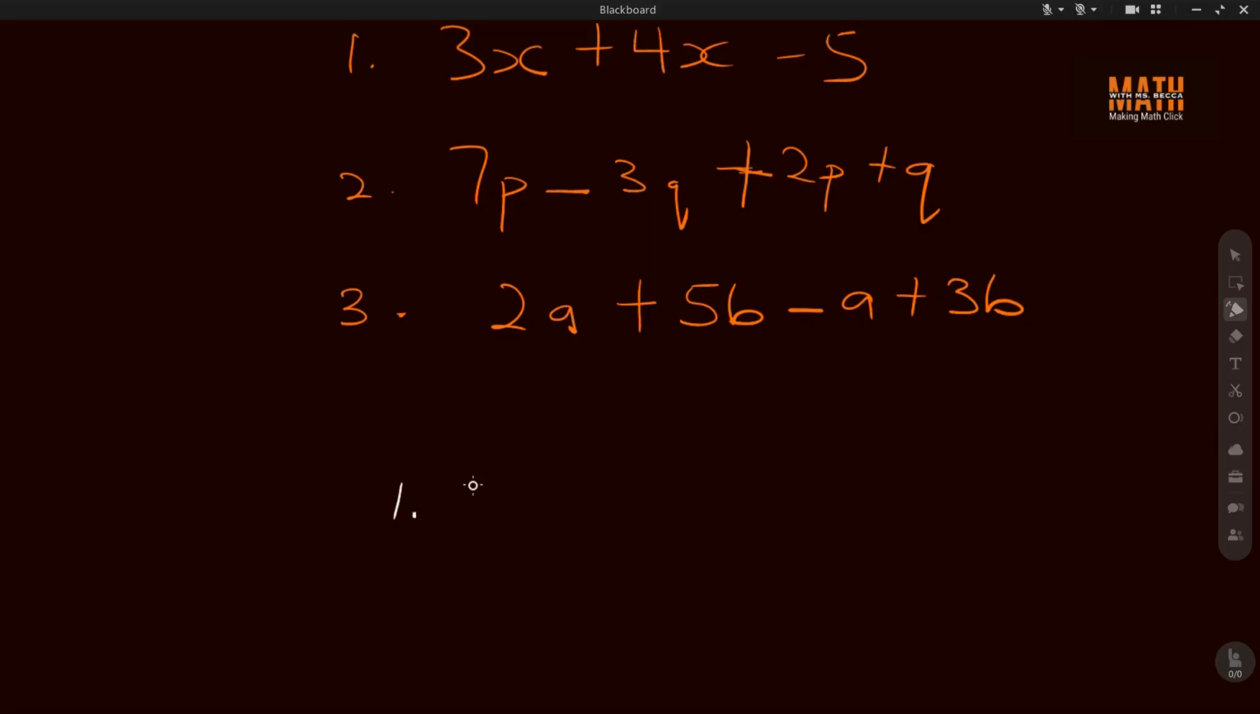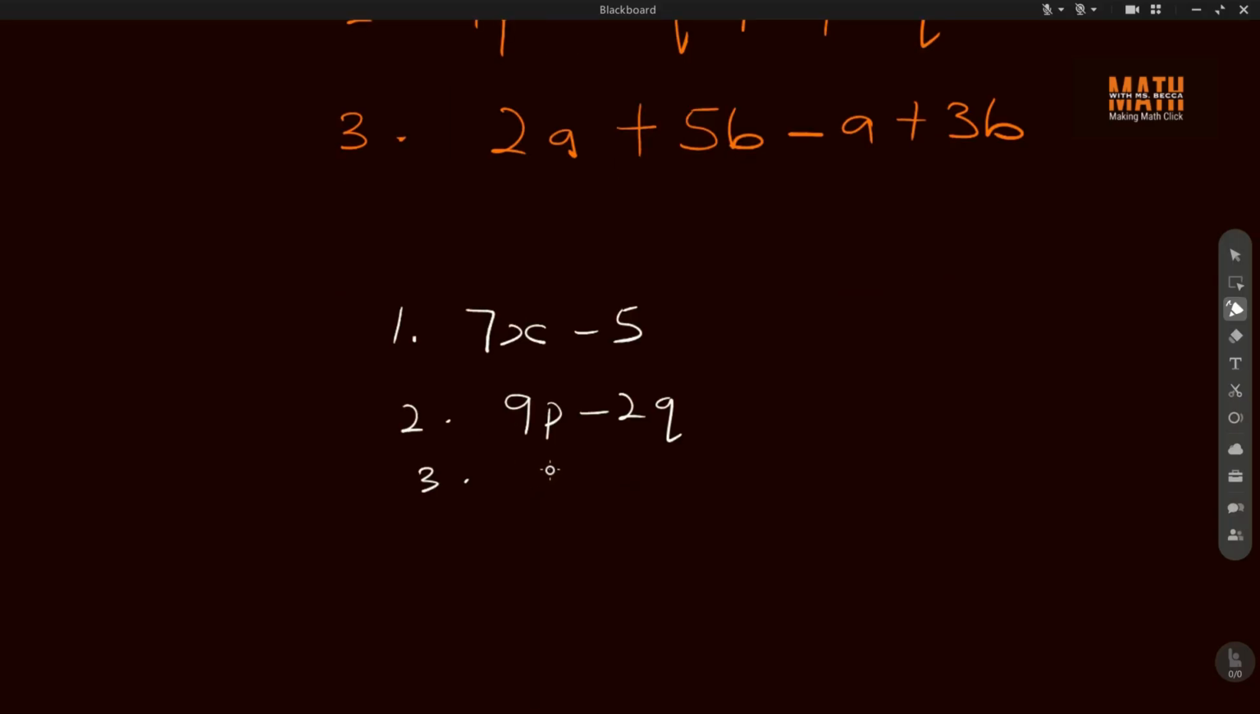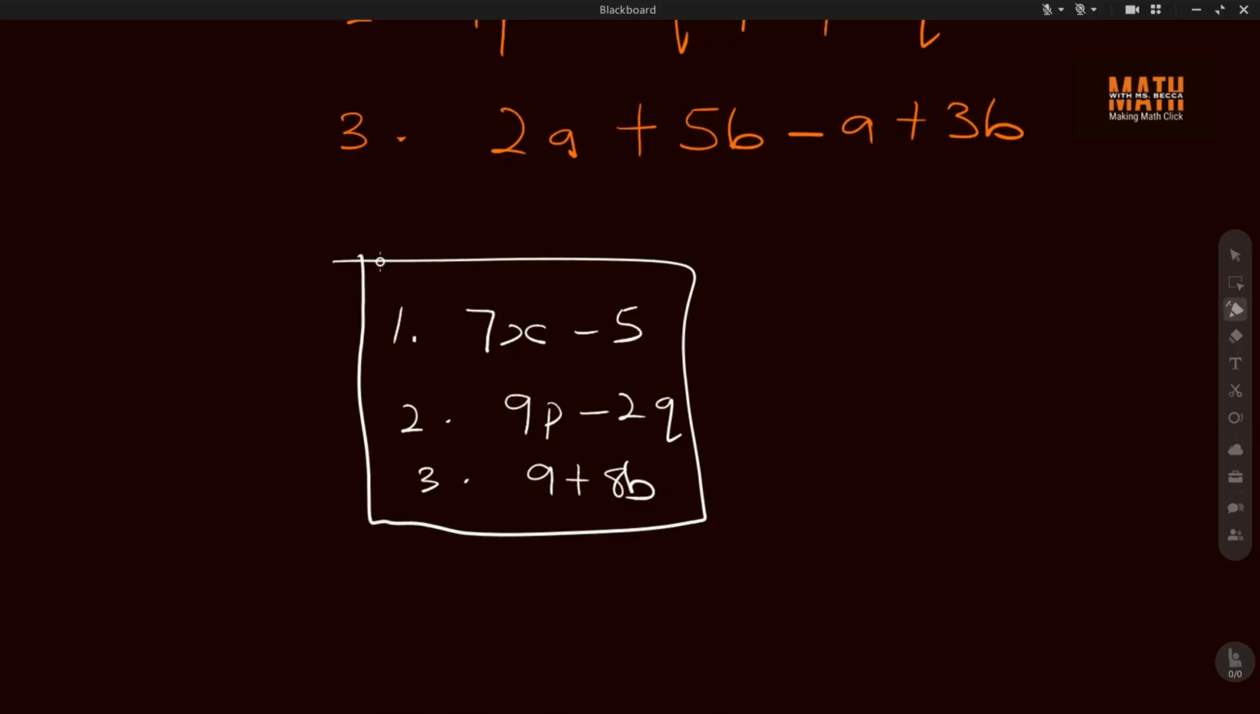So the answers are: for number 1, we have 7x minus 5. For number 2, we have 9p minus 2q. And then for number 3, we have a plus 8b. How many did you get? Let me know in the comments.